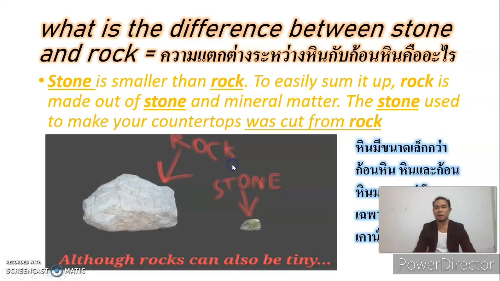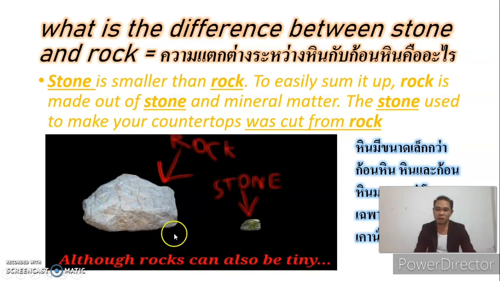Look at this one. Okay. So this is the rock, the big one. And then a part of this rock is cut and it becomes small. This one, the tiny one, is a part of the rock. So rock, this one, and stone, this one. But stone is a part of the rock.